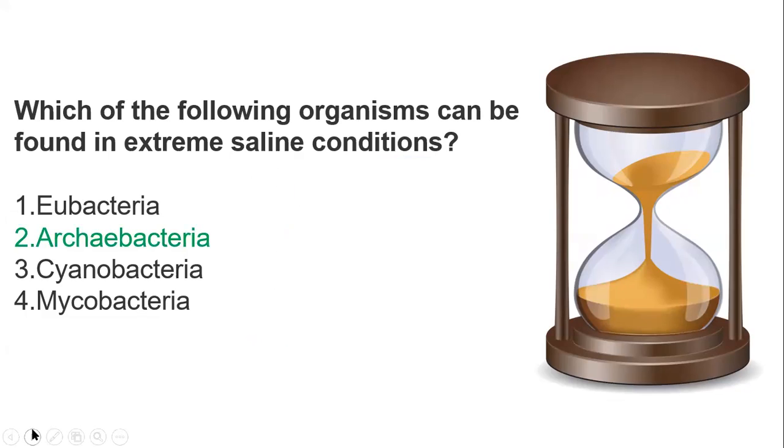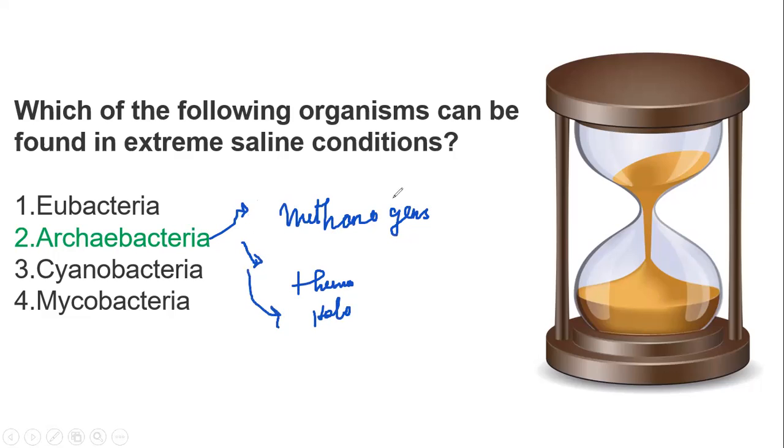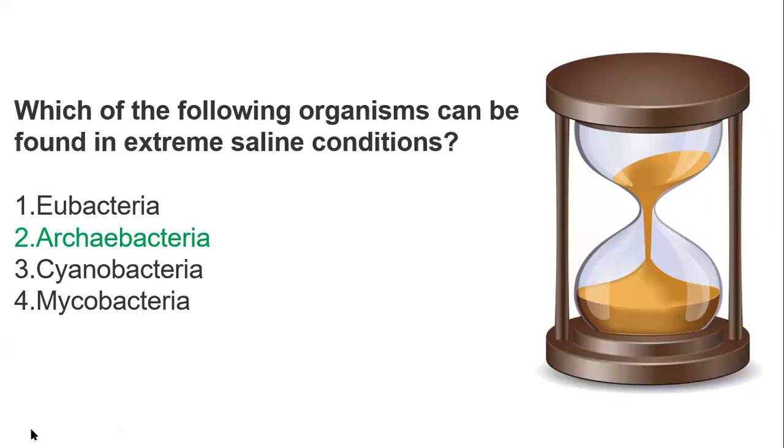All of you know archaebacteria is the type of bacteria that can be found in extreme conditions. For example, the methanogens and the thermoacidophiles. There is also the classification of archaebacteria on the basis of salt, that is the halophiles. All these are types of archaebacteria adapted to extreme saline conditions. Therefore, the organism that can be found in extreme saline conditions is none other than archaebacteria.